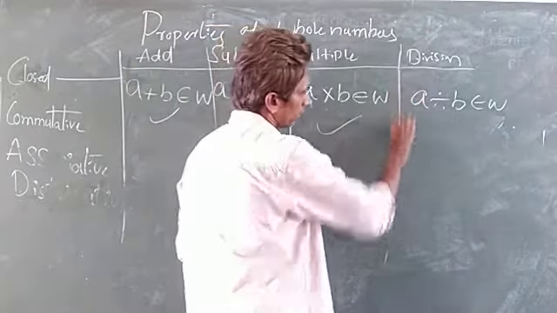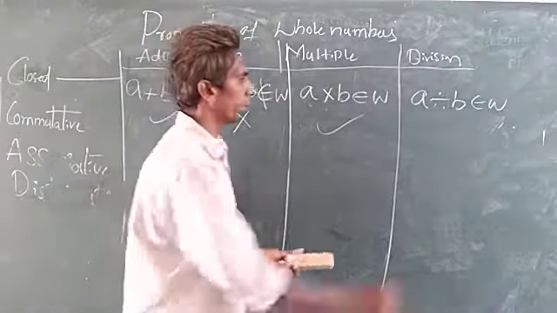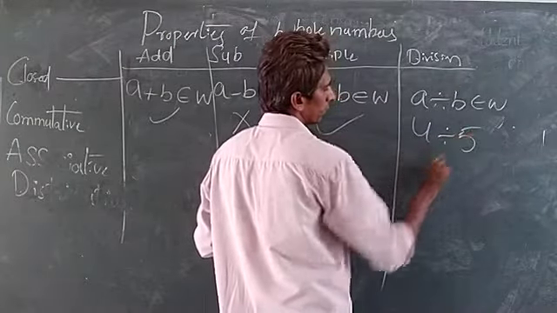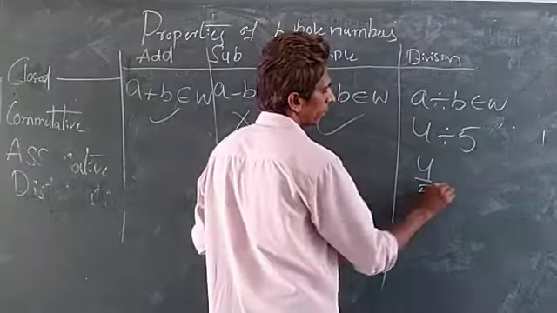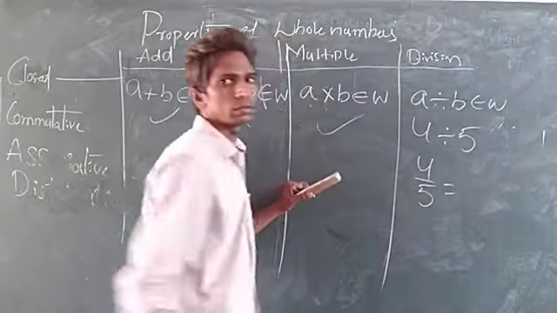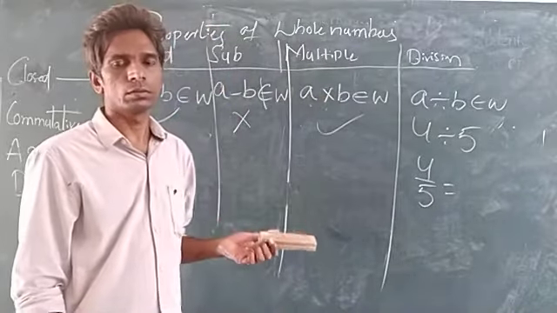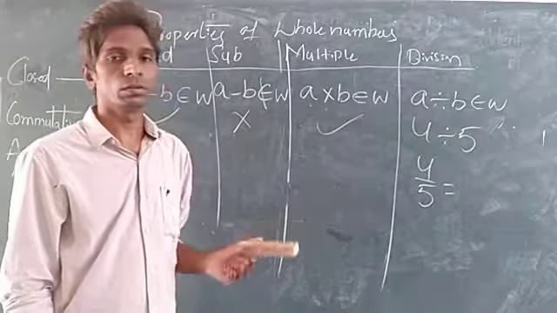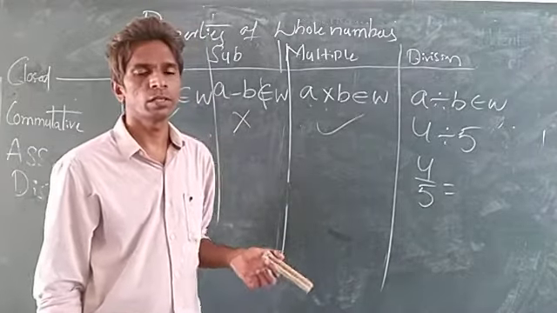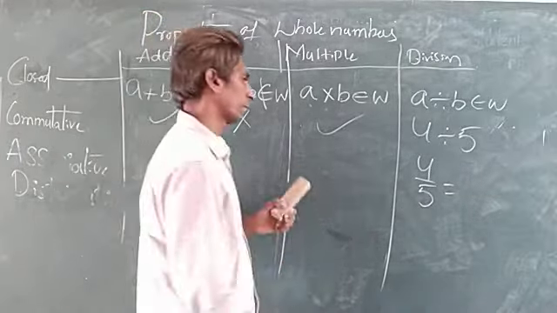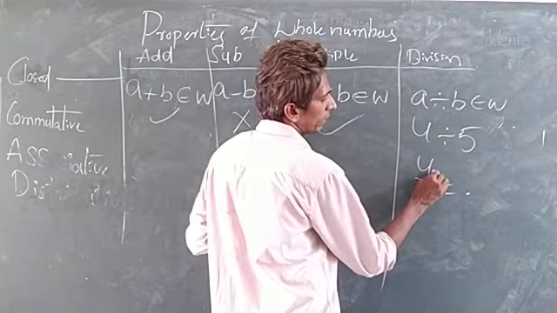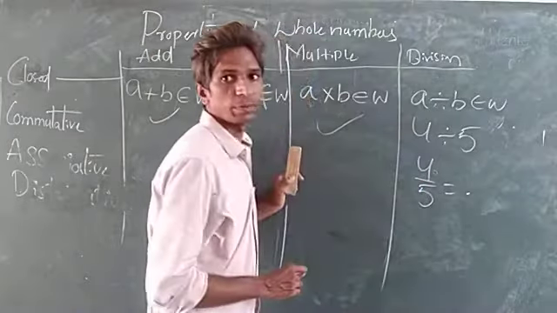Next one, division. So I am taking 4 divided by 5. So what is the answer? With the numerator as the smaller number, it will come in points. So 5 will put the point, so it will become 0.